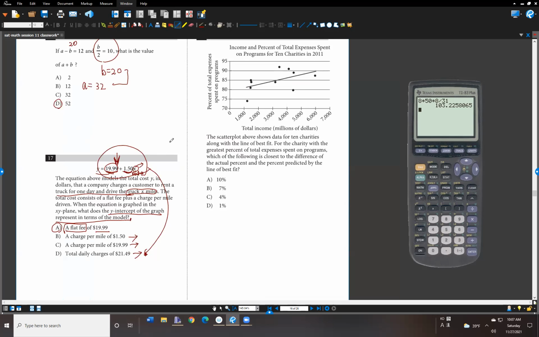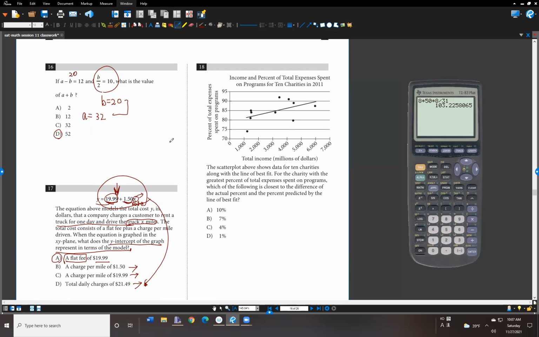Over here, we have income and percent of total expenses spent on the program for 10 charities in 2011. Maybe you can count over here, the point over here is going to be 10, right? Percent of total expenses spent on the program. For example, this charity spends around 80% of their income on the program. This is the only one lower than 75%.